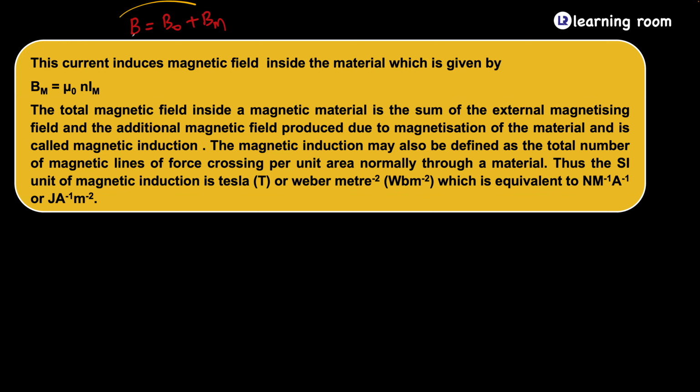So what did we see? B is equal to B naught plus Bm. B naught is mu naught into H, and Bm is equal to mu naught into capital M. So this will come out to be mu naught into (H plus M). Am I right? This is a relation.